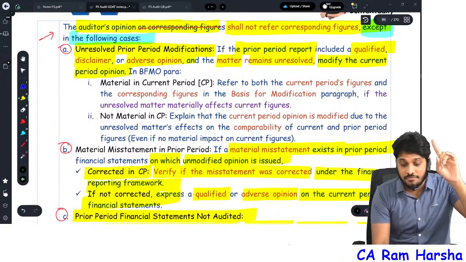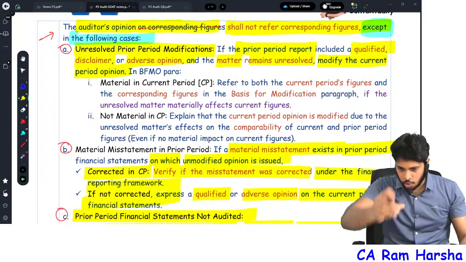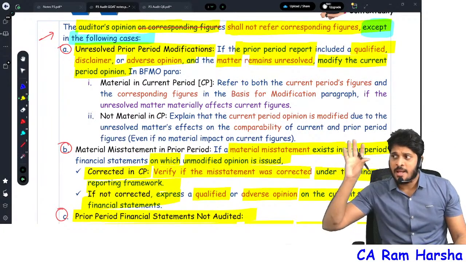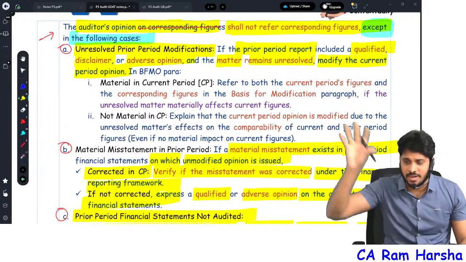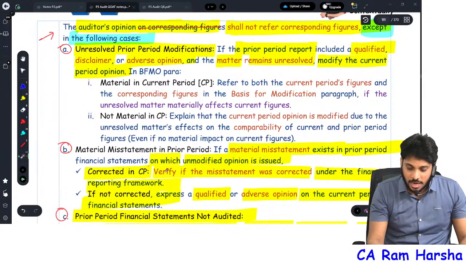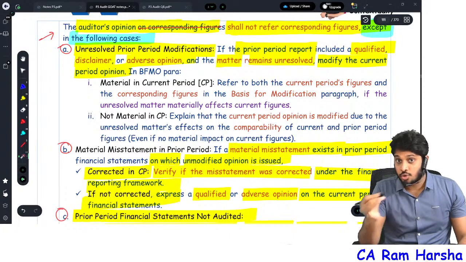Then modify the current period opinion. Why? Last year's auditor gave a modified opinion, and the reason why the modified opinion was given is exactly carried forward now also. Whereas in point B, last year's auditor gave an unmodified opinion. So here it is different.